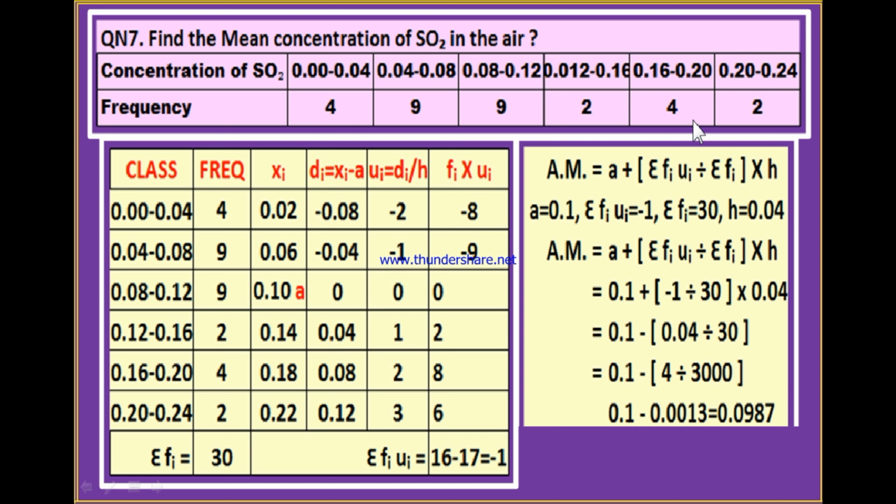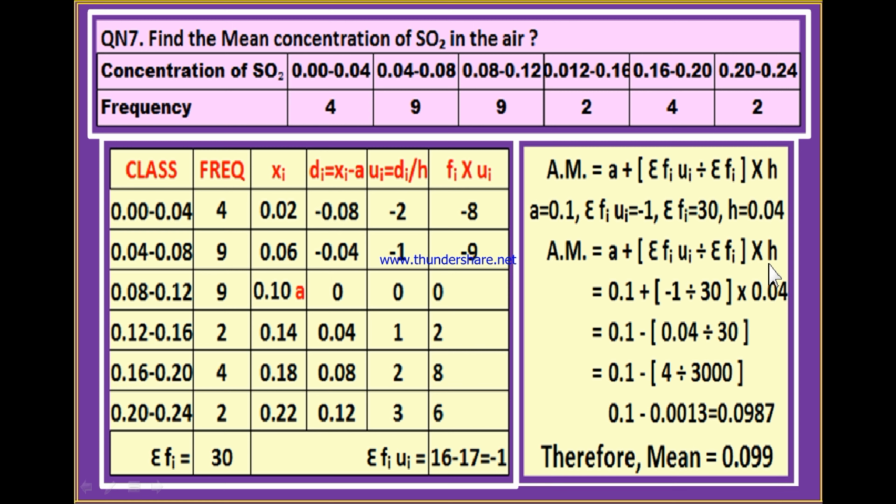AM is equal to A plus sigma fi ui divided by sigma fi into h. This is the formula in which let us substitute A is equal to 0.1 plus sigma fi ui minus 1 divided by sigma fi 30 into h is 0.04. And now let us simplify this value. This is 0.1 plus, plus into minus is minus, 1 into 0.04 is 0.04 divided by 30. Okay, 0.04 divided by 30.